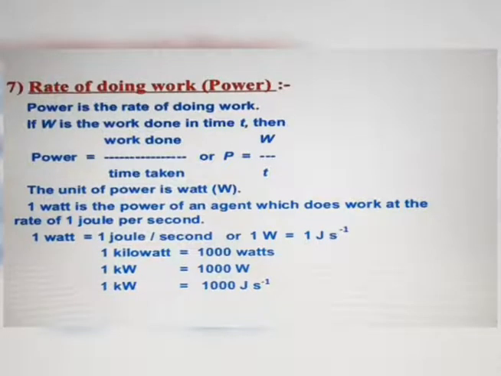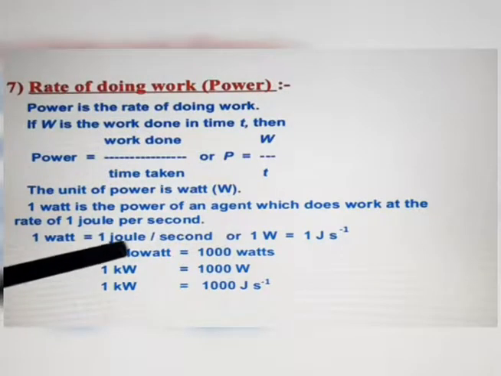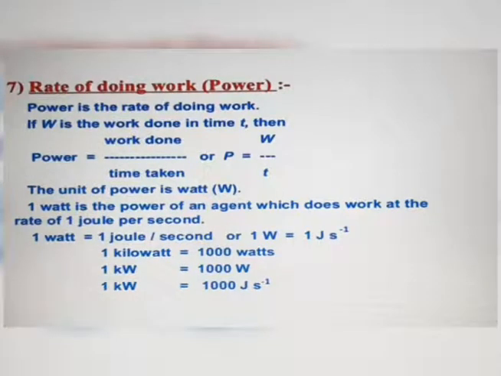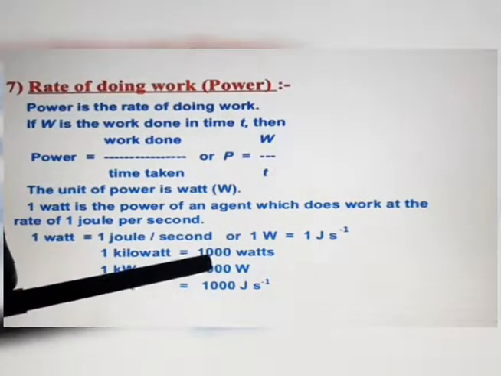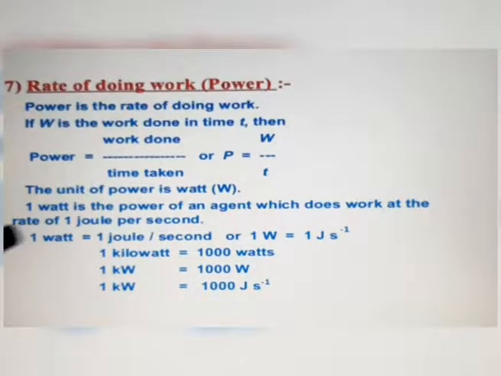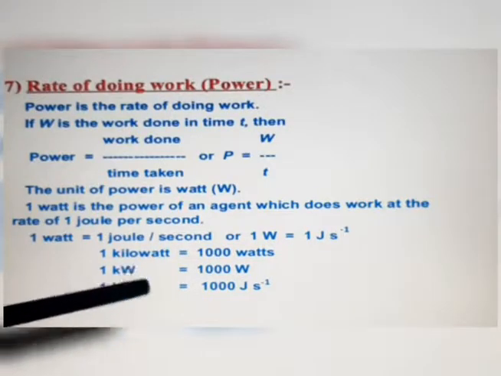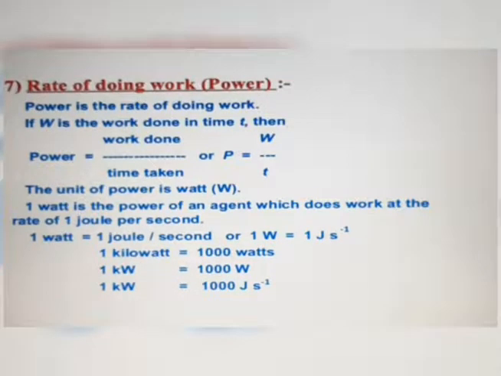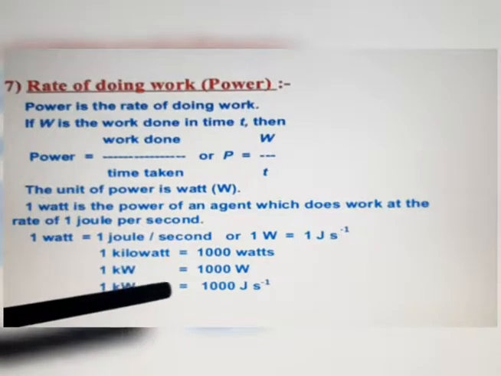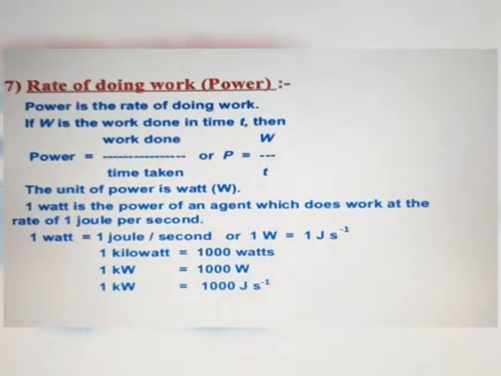Generally, 1 watt is a very small unit, so we generally use 1 kilowatt. We know that the word kilo means 1000, so 1 kilowatt means 1000 watt. Kilowatt is written as kW. We can write it like this, or we can also write 1 kilowatt equals 1000 joule per second. Joule is the unit of work and second is the unit of time.